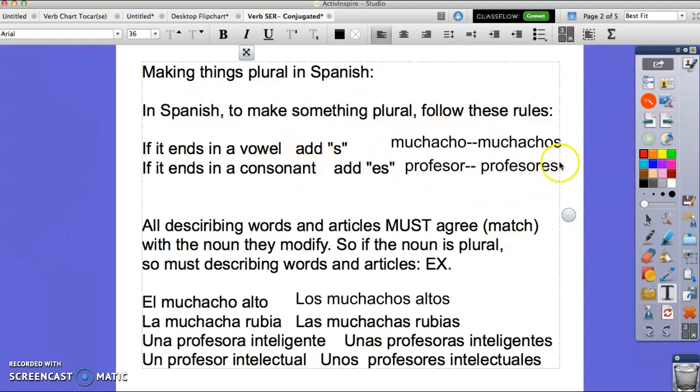So in Spanish, to make things plural, remember if it ends in a vowel, add S. If it ends in a consonant, add ES, unless it's an article. Okay, article. So El becomes los and un becomes unos. So that's kind of the exception to that making things plural rule.